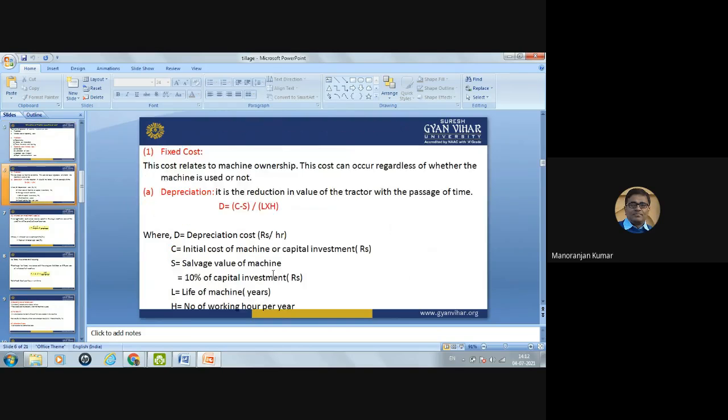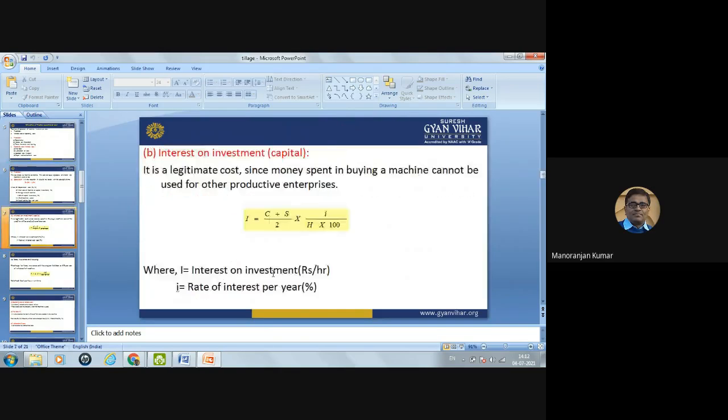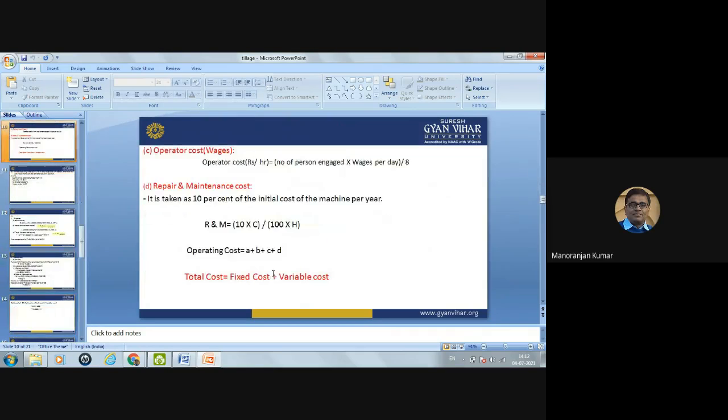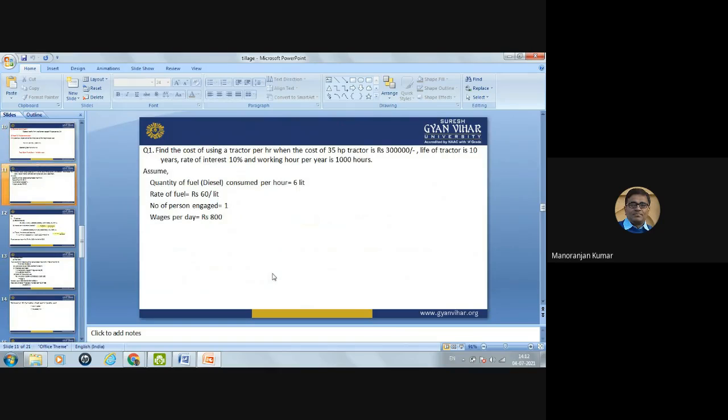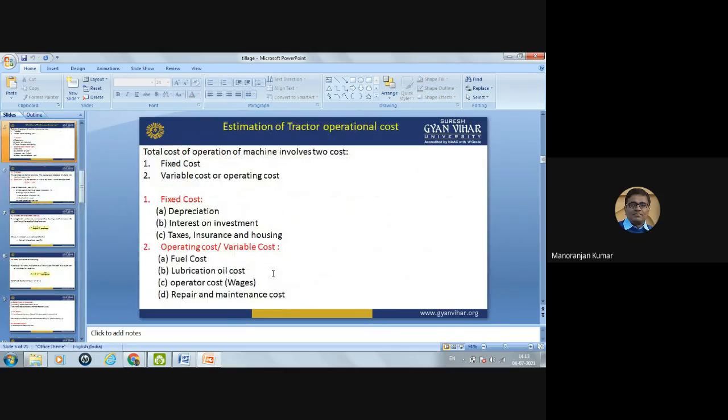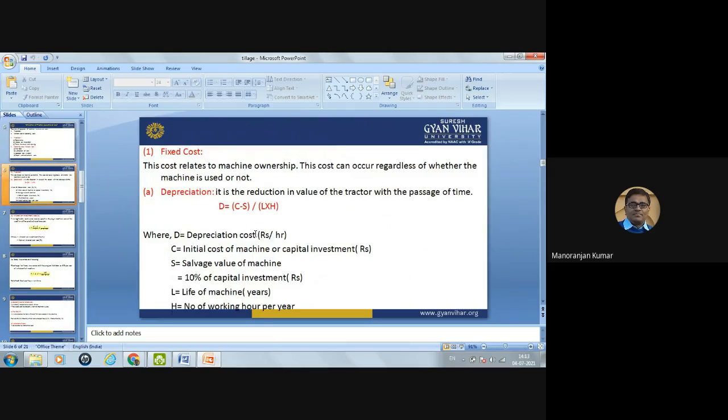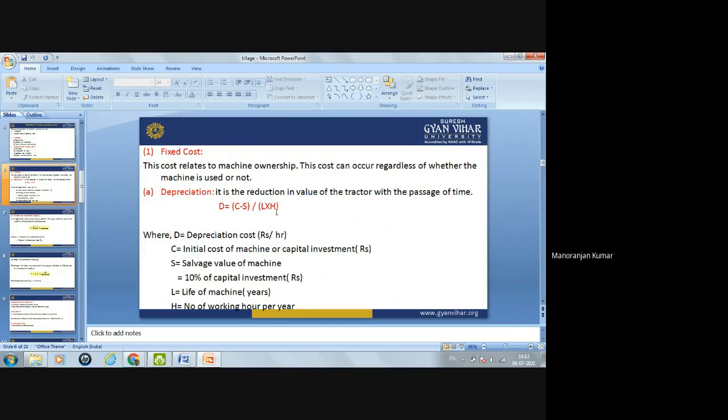Now, on the basis of this fixed cost and variable cost, we will solve one problem here. So you should remember these formulas. First is depreciation. How you can calculate the depreciation: C minus S divided by L into H. D is the depreciation cost in rupees per hour. C is the capital value in rupees. S is the salvage value. It is taken as 10% of the capital investment. In a problem, this S will not be given, so you have to assume this S.